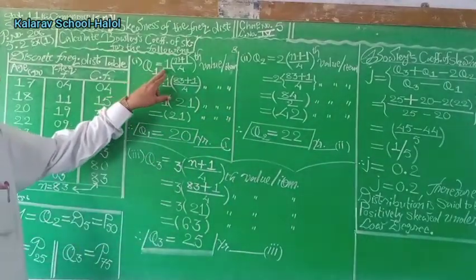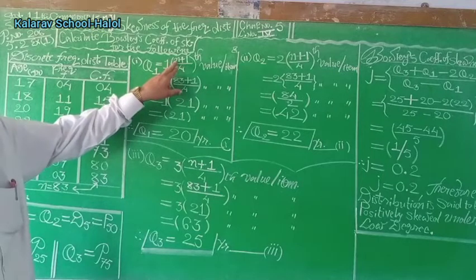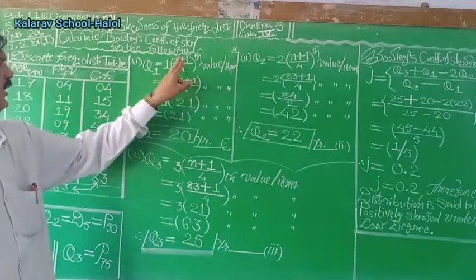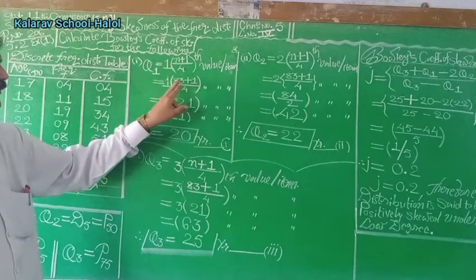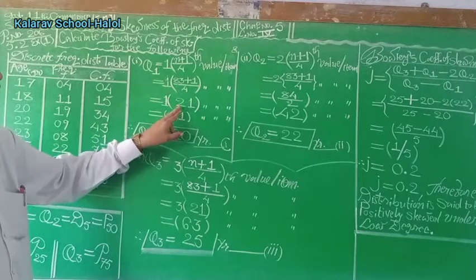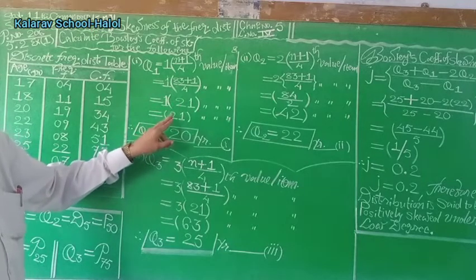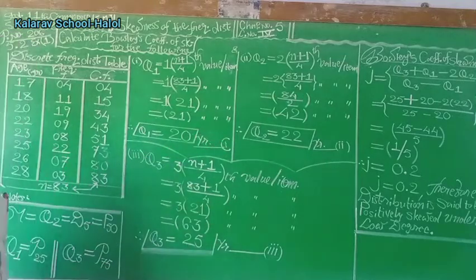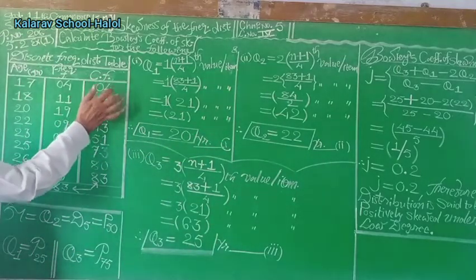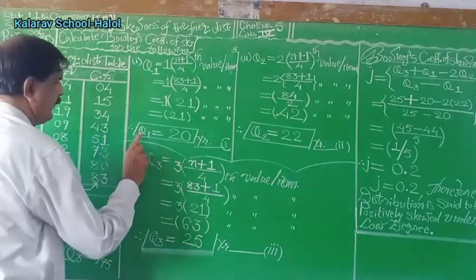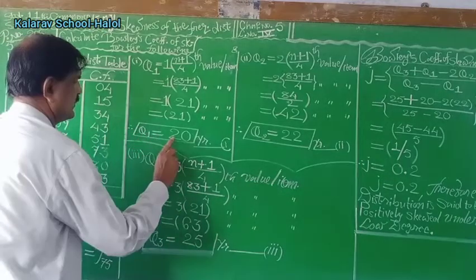Q1 is 1 outside the bracket, inside the bracket n plus 1 upon 4, value or observation or item. N means 83 plus 1, 84, 84 upon 4 becomes 21, 21 into 1 means 21 value or item. 21 in the CF column means it is 20, means the answer of Q1 is equal to 20.